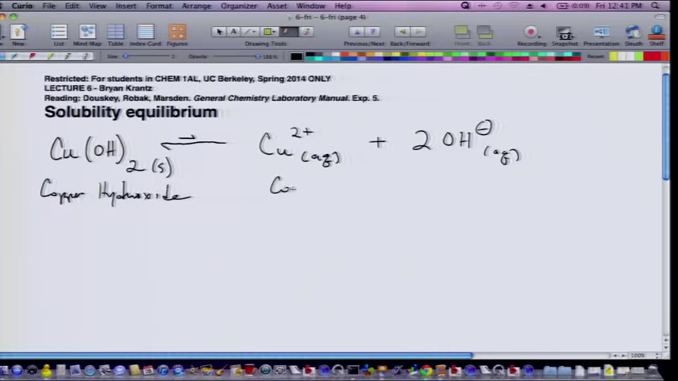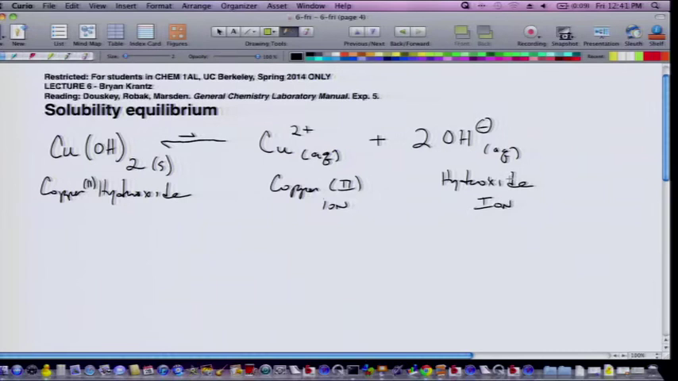This is copper 2 ion and hydroxide ion. Yeah, you can put copper 2 hydroxide. And hydroxide ion. So this would mean, of course, that copper 2 hydroxide is preferred in water. And what would its KEQ be with respect to 1? Much, much less than 1.